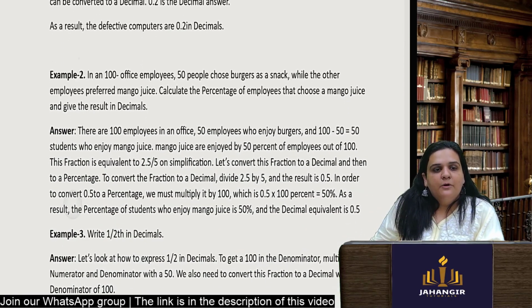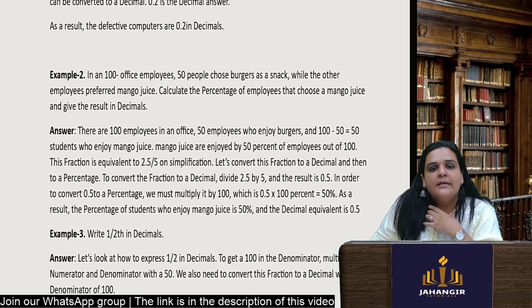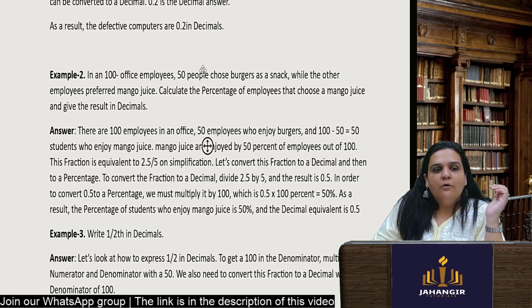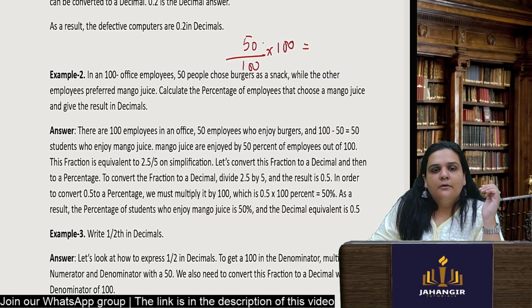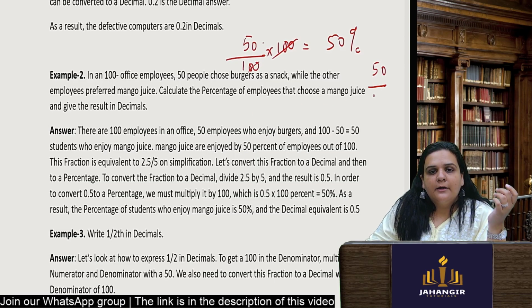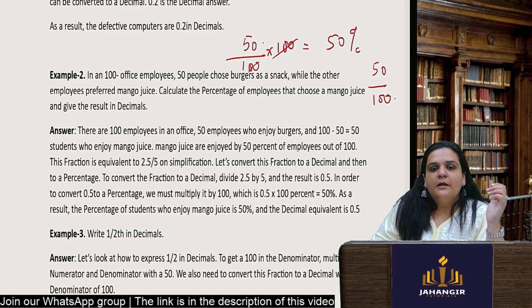Similarly, there is one more example. In 100 office employees, 50 people chose burgers as snacks while others chose mango juice. Calculate the percentage of employees that chose mango juice. So out of 100, if 50 have chosen mango juice, so 50 upon 100 into 100, 100 and 100 cancel, 50%. 50% is nothing but 50 upon 100. So that will become how much? 0.5.